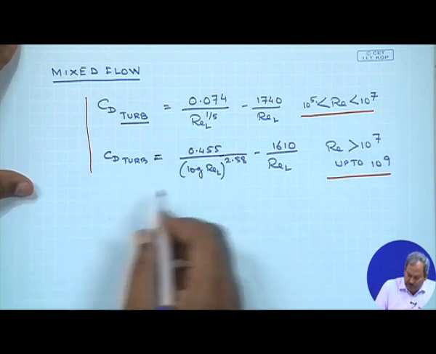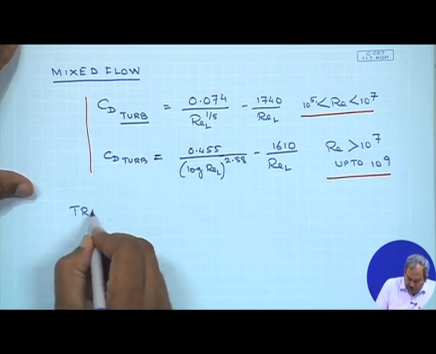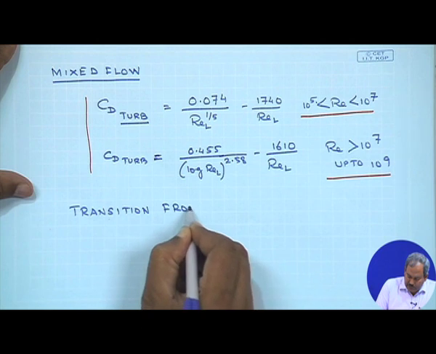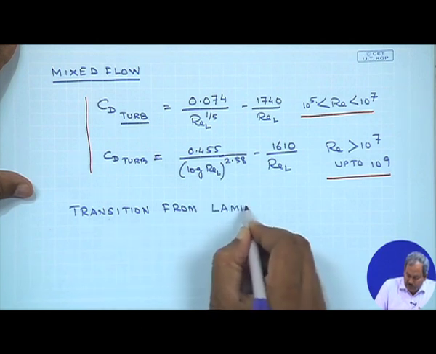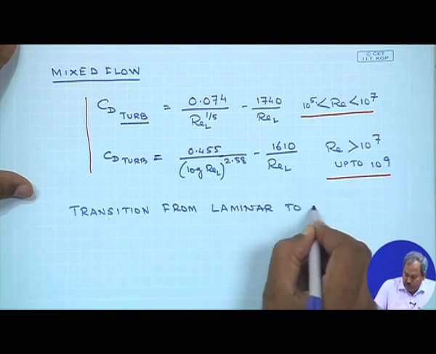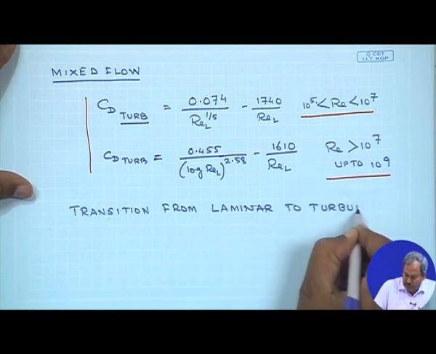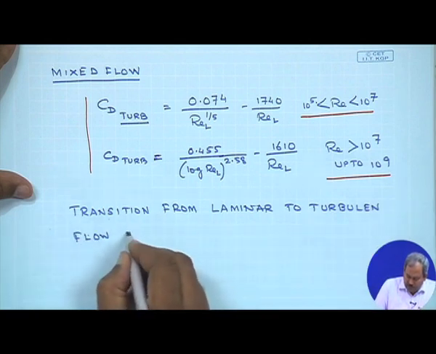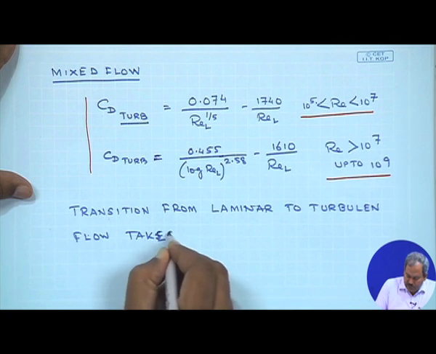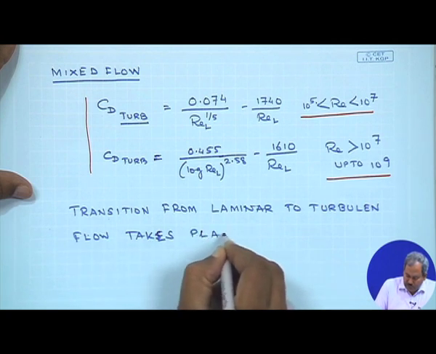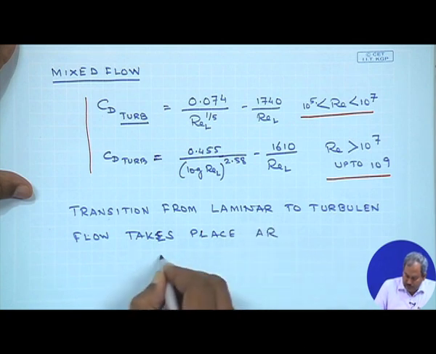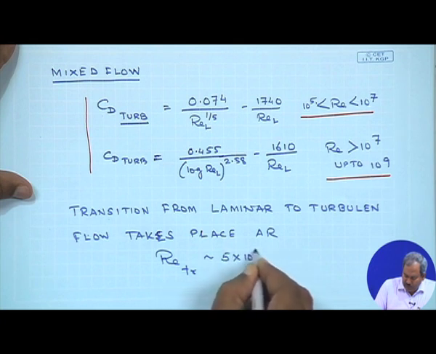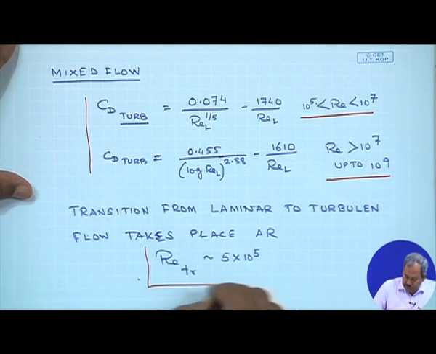and I am not sure whether I have mentioned it, but I should say it again. The transition from laminar to turbulent flow takes place at Reynolds number transition equals 5 into 10 to the power 5. This is to be kept in mind.